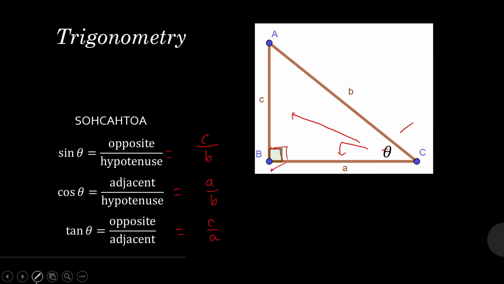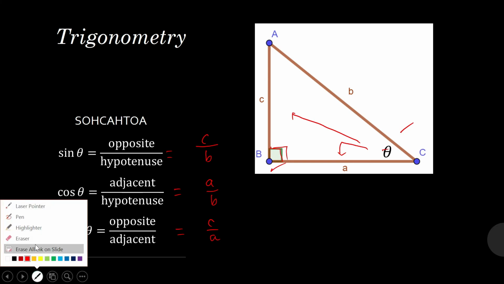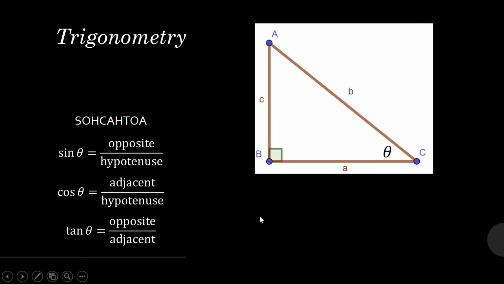We have a mnemonic for the sine, cosine, and tangent functions, and we call it SOHCAHTOA. S stands for the sine function. O is for side opposite, and H is for the hypotenuse. Again, what is the hypotenuse? The hypotenuse is the side that is opposite to your right angle. CAH: C stands for cosine, and A is for the side adjacent. H again is for the hypotenuse. And TOA: T stands for tangent, the tangent function.